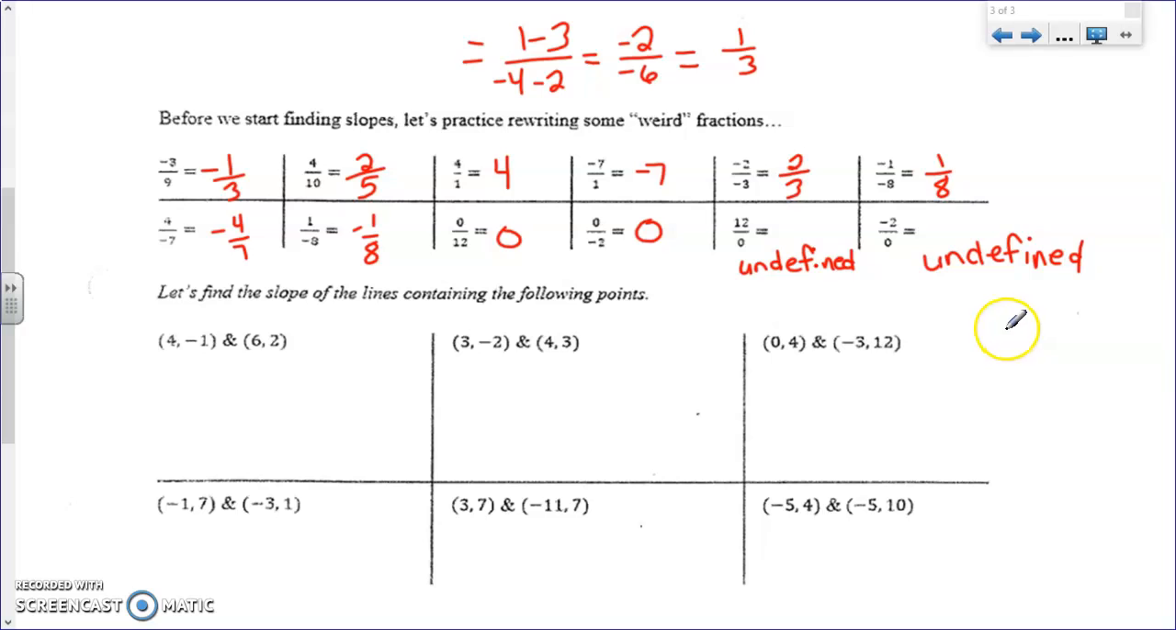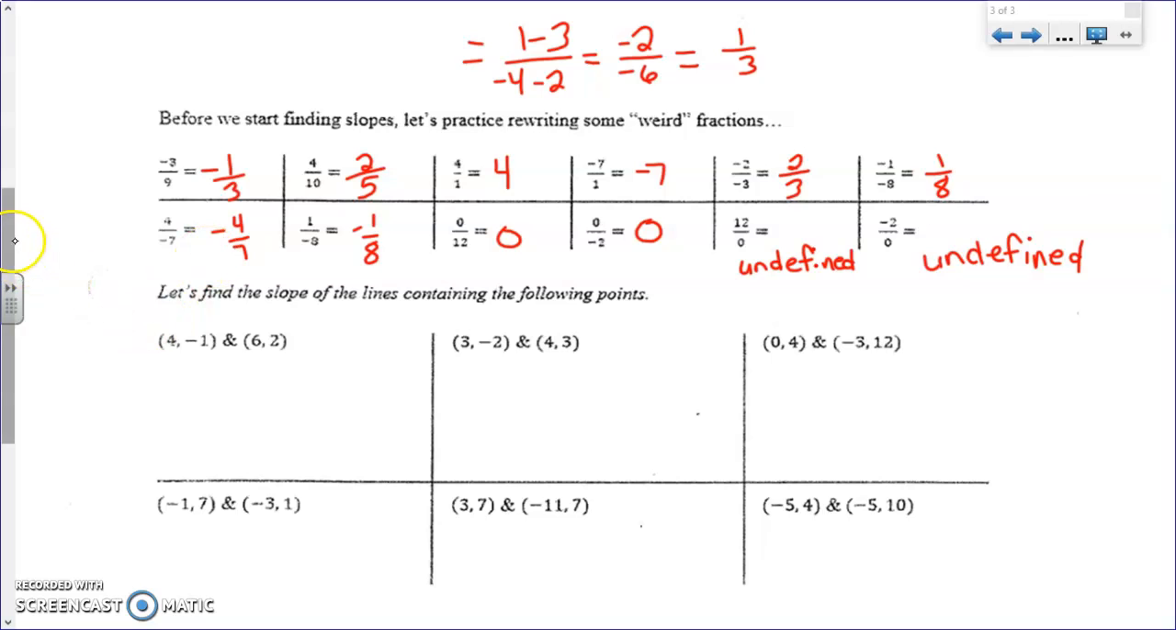Okay, any questions on simplifying those fractions? How did you get negative 4 over 7 here? Because if one part is negative, the entire fraction is negative. That's what I was showing you there. Because what's a positive divided by a negative? Negative. So either part could be negative.